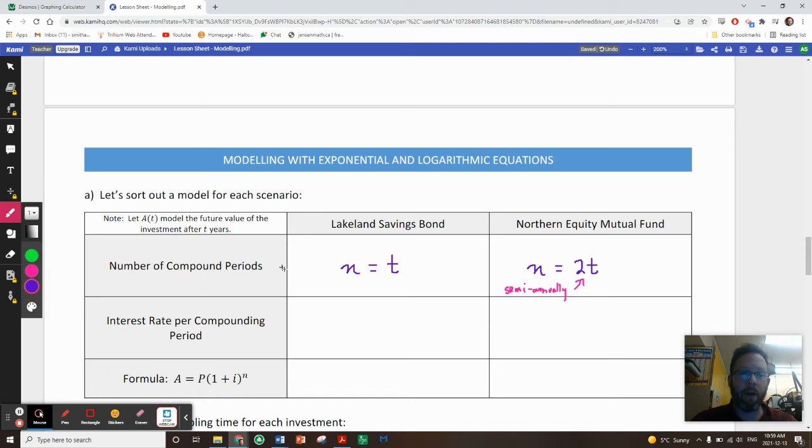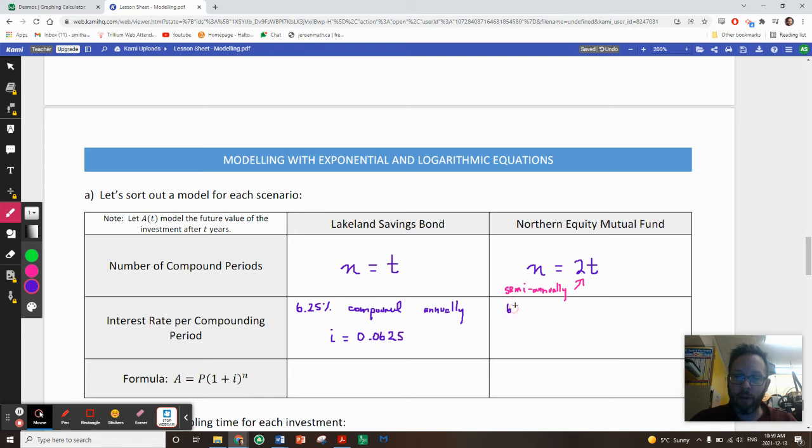The interest rate per compounding period, for the Lakeland Savings Bond, is a little easier. It's the interest rate per year. So little i is just 6.25%, but we need to write that as a decimal. So the interest rate per compounding period is 6.25% compounded annually, which means that in our formula, we'll be using 0.0625, and that's it. The interest rate per year is the interest rate per compounding period.